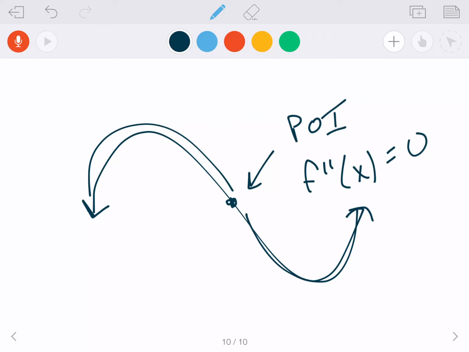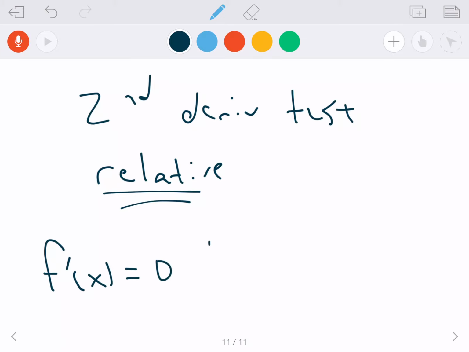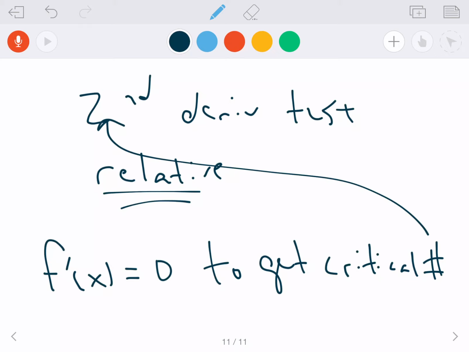We can also use the second derivative test. This is another way to find relative minimums and maximums, and you do that by plugging your critical numbers into the second derivative. So you set the first derivative equal to 0 to get the critical numbers. Once you get the critical numbers, you plug those into the second derivative.